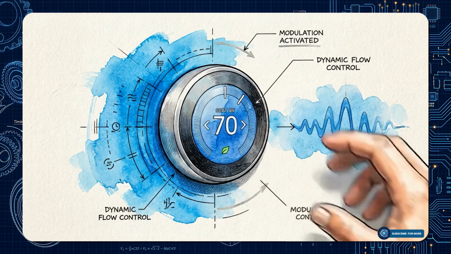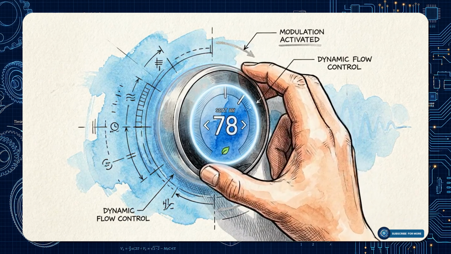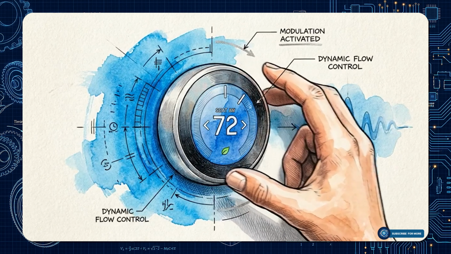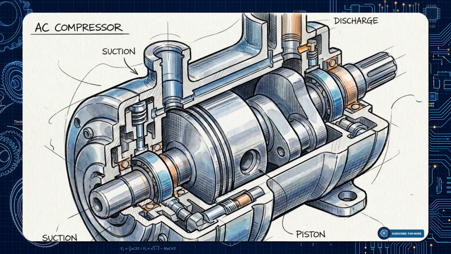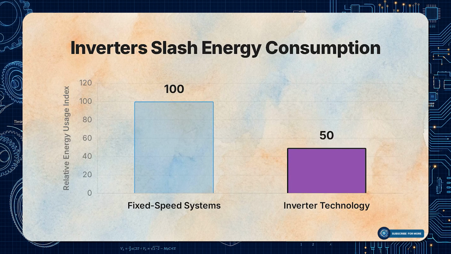The compressor can ramp up for rapid cooling or slow down to maintain a room's temperature using minimal power. Eliminating the start-stop cycle prevents electrical current surges and reduces mechanical wear. This continuous variable operation increases energy efficiency by 30 to 50% compared to fixed speed models.